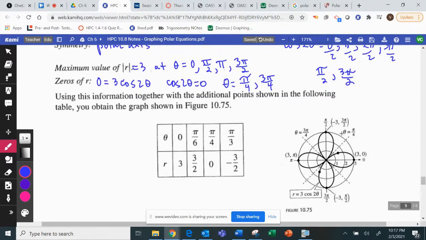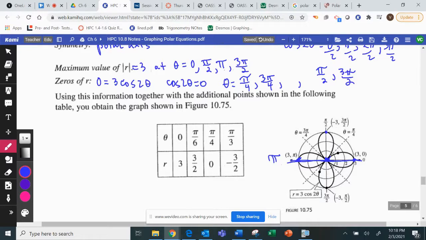So down here, we've got our maximum value at 0. We've got a 0 at pi over 4. Then we have a maximum value at pi over 2. We have a 0 at 3 pi over 4. We have a maximum value at pi. And I could have kept going because there were more cycles, but because we know that it has the symmetry in the polar axis, I didn't need to go past pi. If I go past pi, it's just going to be symmetric.